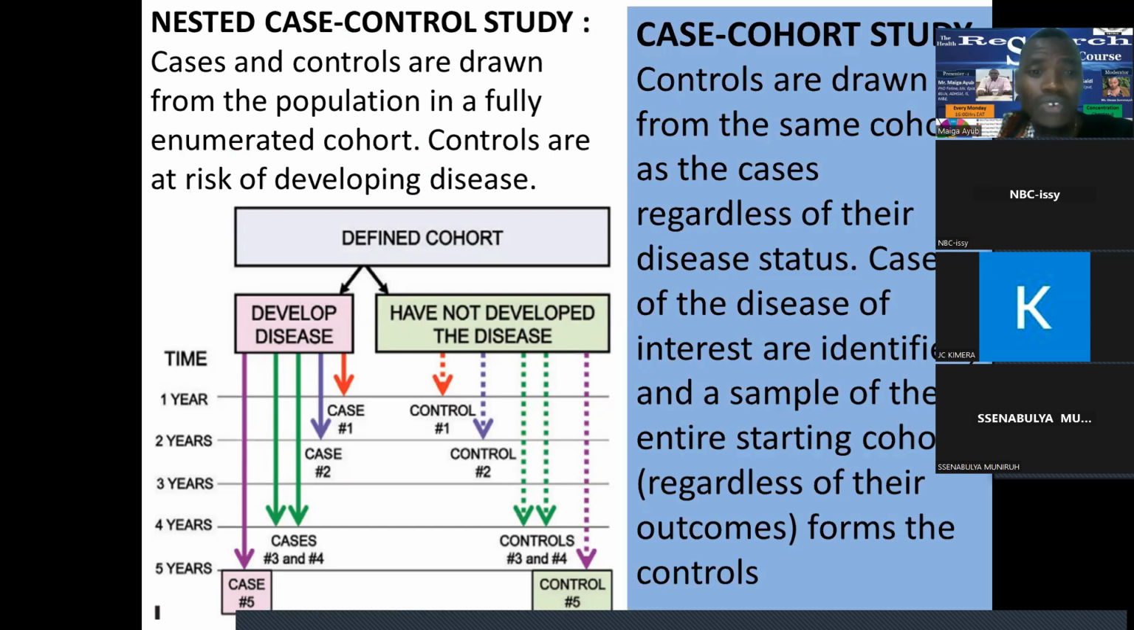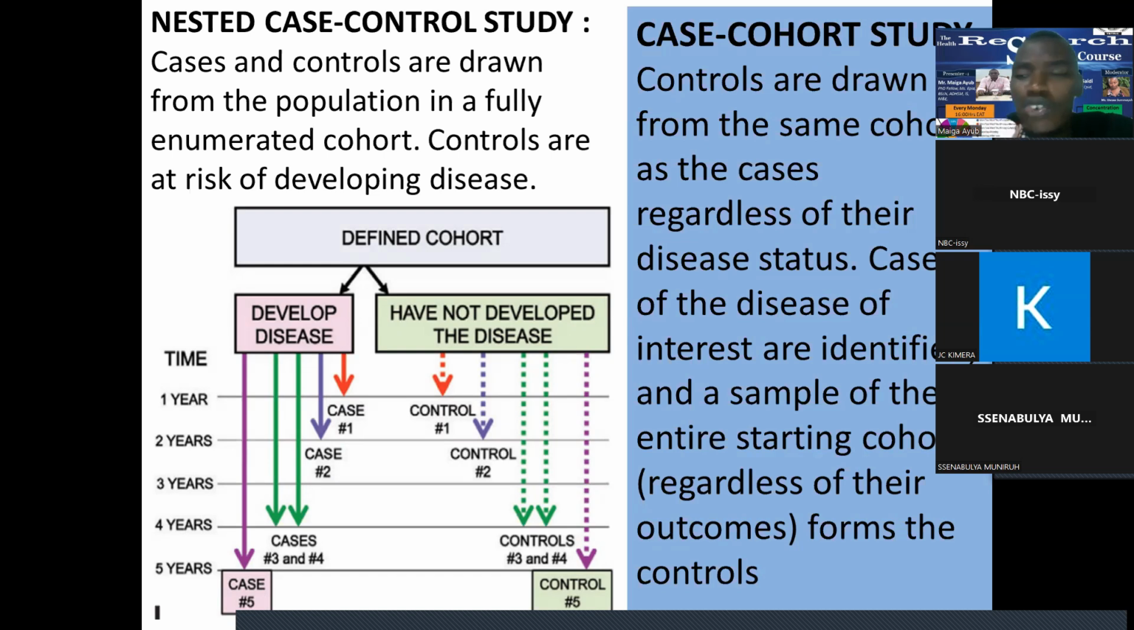The cases and the controls are drawn from the population, okay? And this population is actually a cohort that has already been studied, maybe some research has already been done on it. So controls are also at risk of developing the disease. Let me give you an example of when you're studying smoking and development of TB, okay? You follow these participants, those that smoke and those that don't smoke, forward in time, and then you realize that, at maybe 5 years, some are developing TB and some are not developing TB, okay?